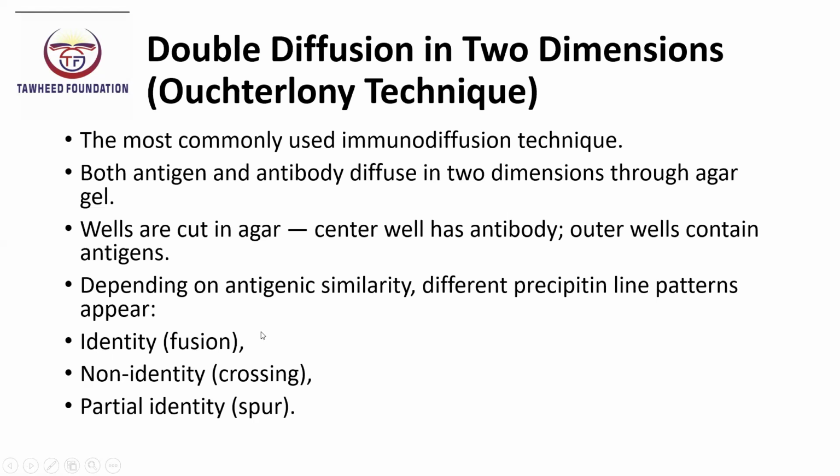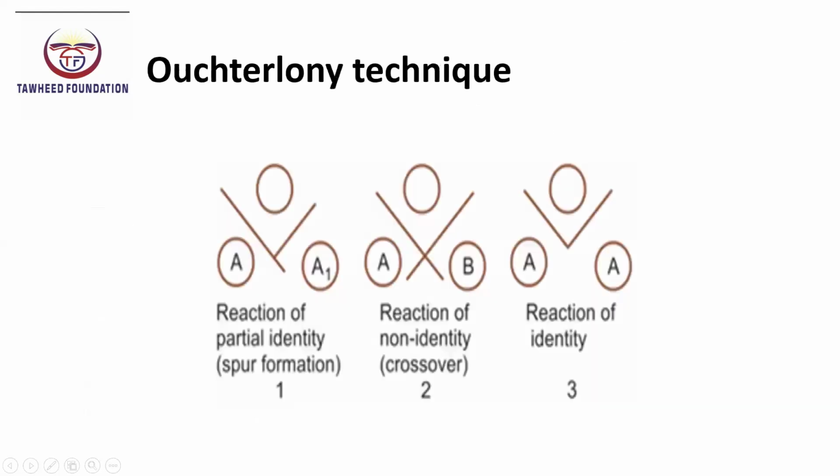Identity, that is fusion: when two antigens are identical, the lines fuse into one smooth arc. Non-identity, that is crossing: when they are unrelated, the lines cross each other. Third is partial identity, that is spur. When they share some epitopes, a spur forms indicating common and unique determinants. This test is extremely useful for comparing antigenic relationships, identifying unknown antigens, and studying antibody specificity in research and diagnostics.